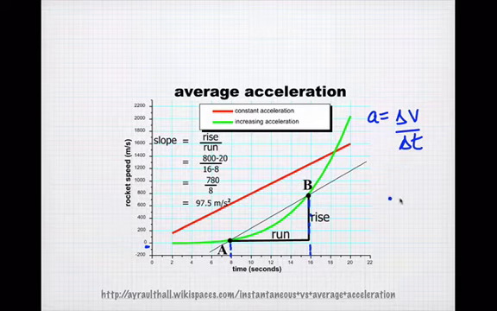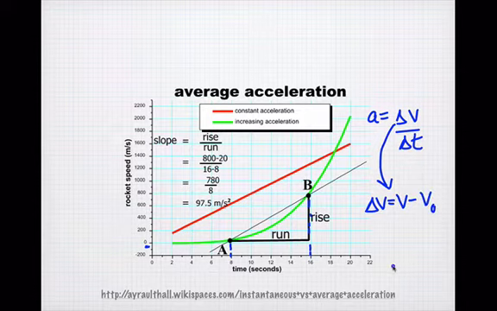And so we have average acceleration across a time interval, and that's our definition here. Just as a quick reminder, whenever you see delta, for delta V, that would be V minus V initial, V being velocity, right? So V final minus V initial.